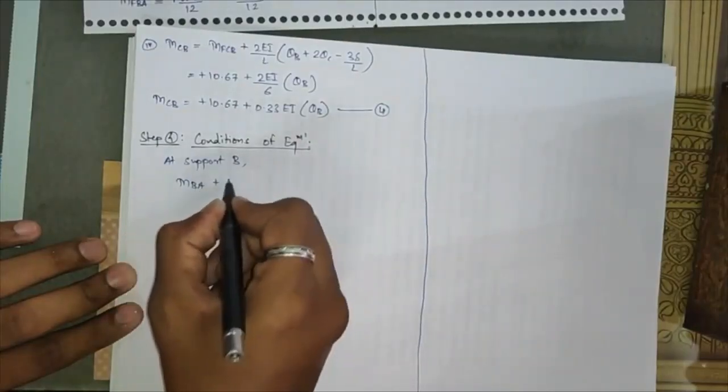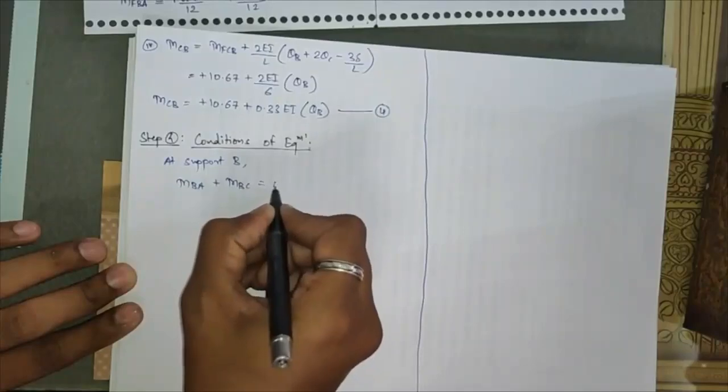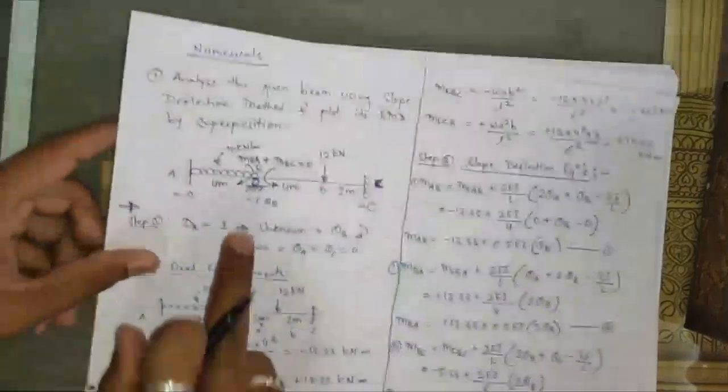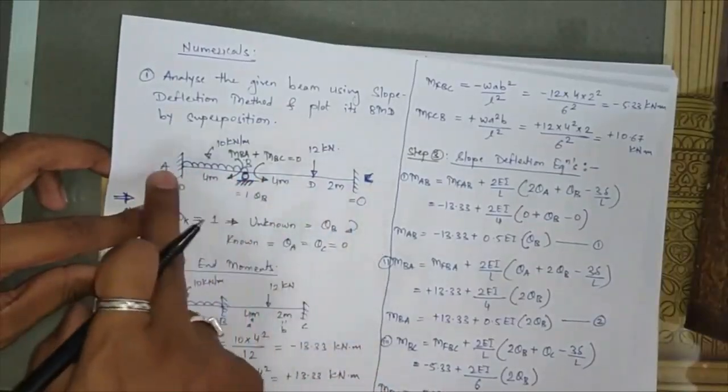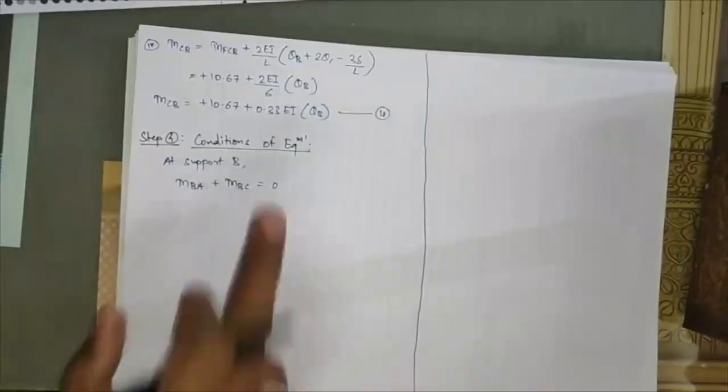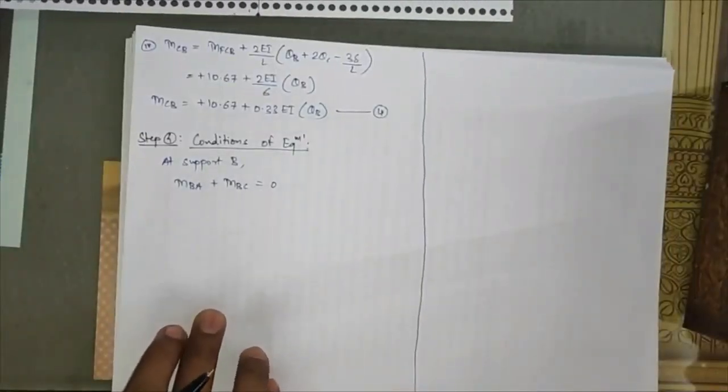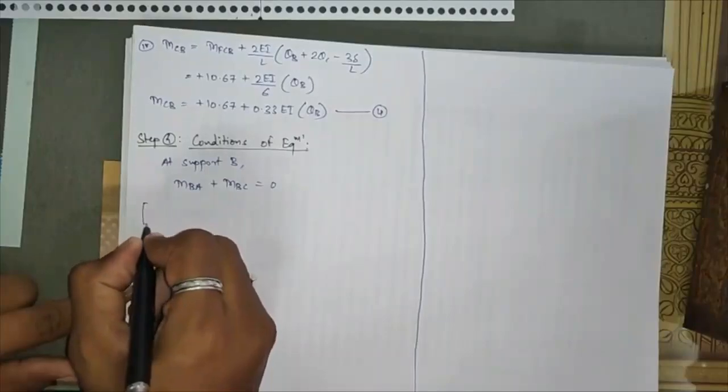MBA plus MBC will be equal to 0. That is, for member B, the summation of both moments, MBA for member AB and MBC for member BC, shall equal 0. So we'll write the slope deflection equation for B that we have seen.